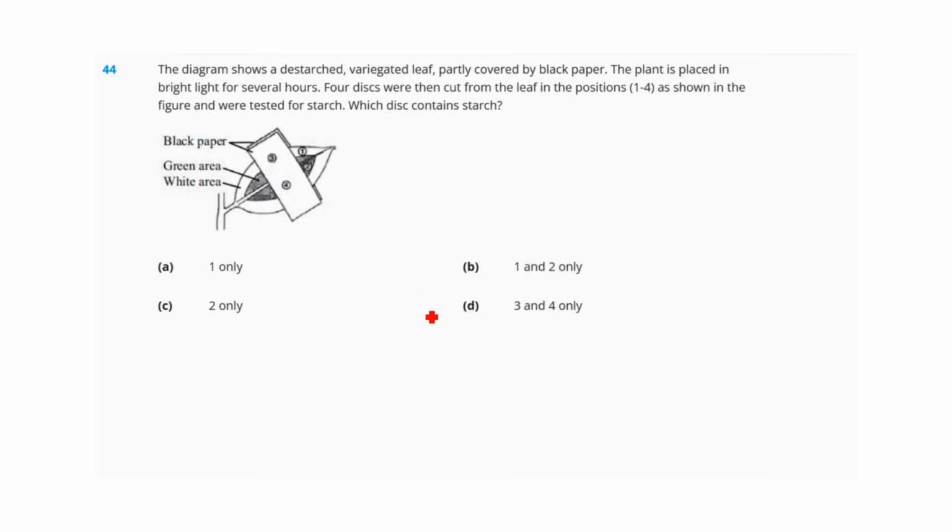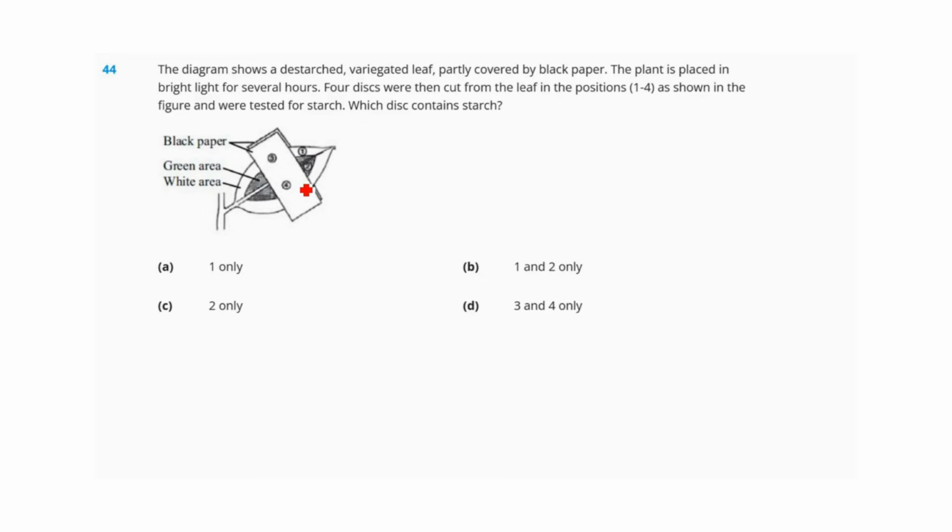Coming to question number 44, the diagram showed a destarched variegated leaf partly covered by black paper. The plant is placed in bright light for several hours. 4 discs were then cut from the leaf in the positions 1, 2, 3, and 4. So this is 1, this is 2, this is 3, and this is 4, as shown in the figure, and were tested for starch.